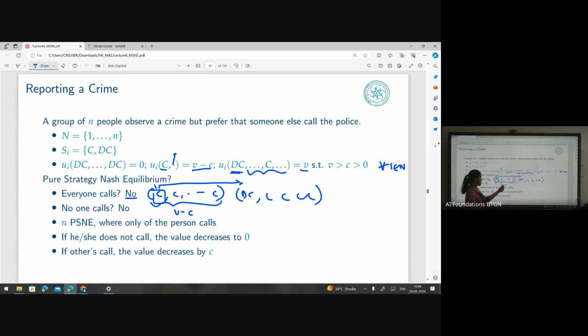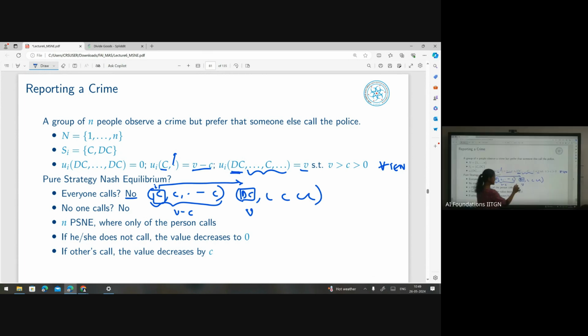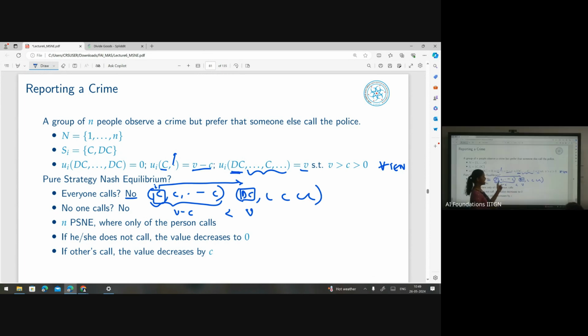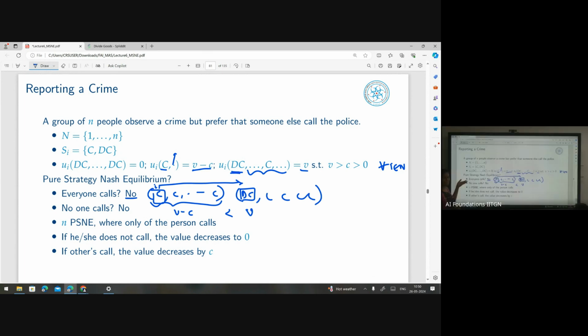Okay. The value is V. Now that the ith agent has decided not to call, but the rest of them are calling, what would be its value? Then it will be V because the police has been informed and it didn't have to do anything. Has it increased? Yes. So that means, will the agent deviate? Yes, it will get a higher value by deviating. Therefore, it is not a pure strategy Nash equilibrium.